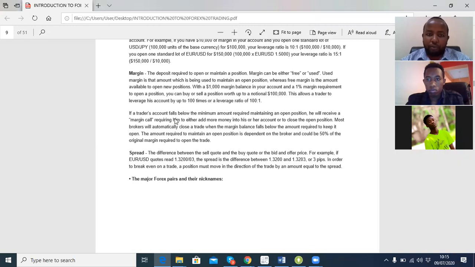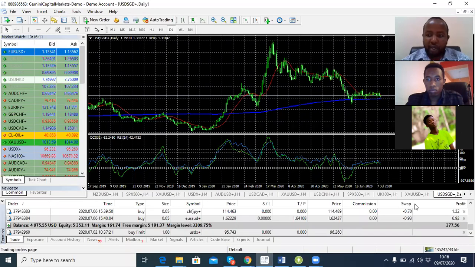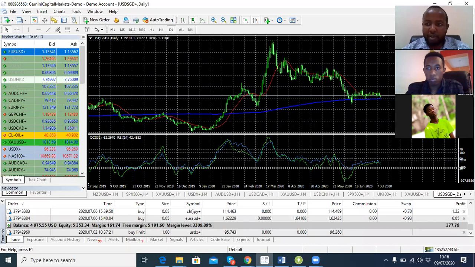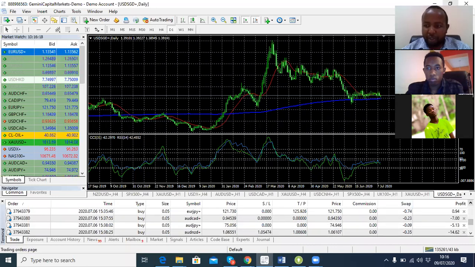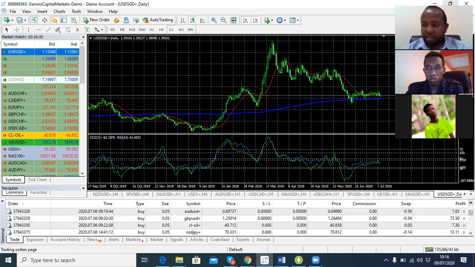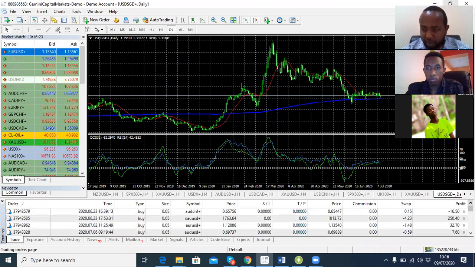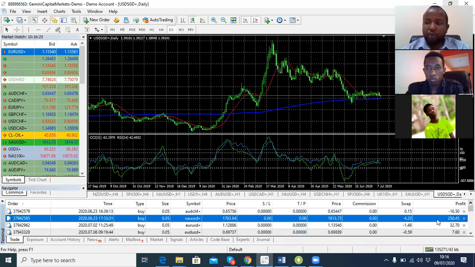So this is the definition of what is margin. Margin is the deposit required to open or maintain a position. For example, these are positions running. I hope you can see. Let me minimize the screen. So these are positions running. Some are in profit, some are in negative, but I'm saying most of them are in profit. And I'm seeing gold is almost at 250 USD.